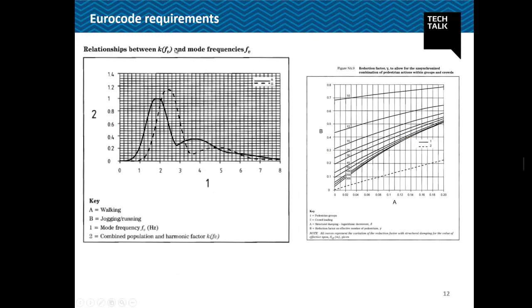So next is this relation for KFV and frequency FV, and this is the graph from which we need to calculate the reduction factor gamma. Okay, so moving on.